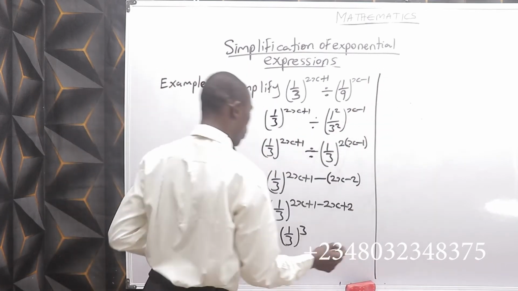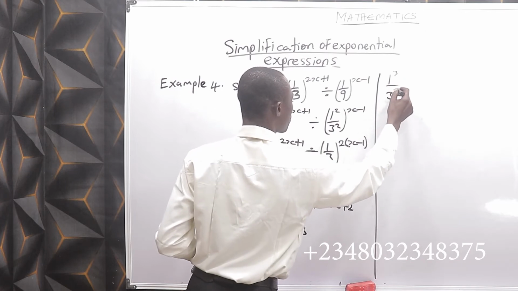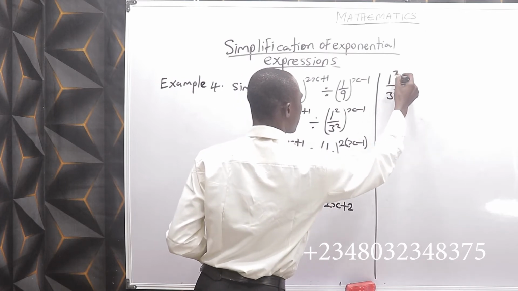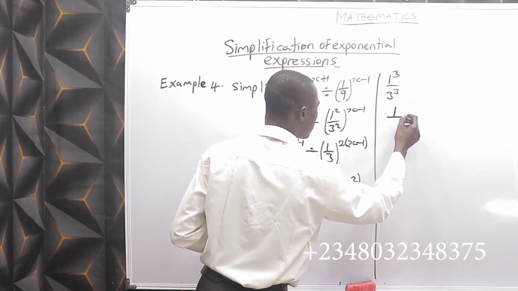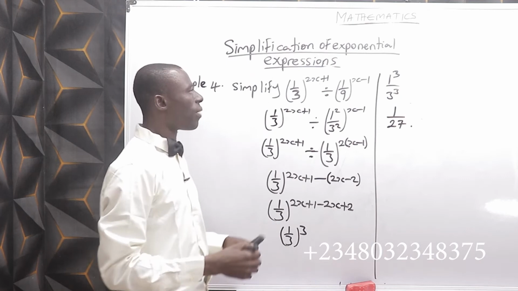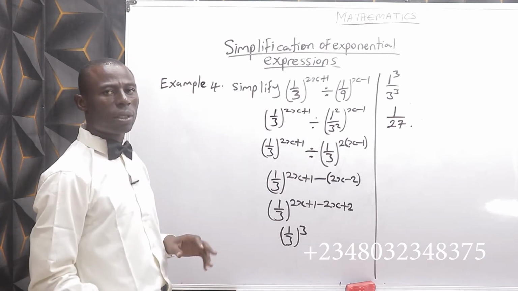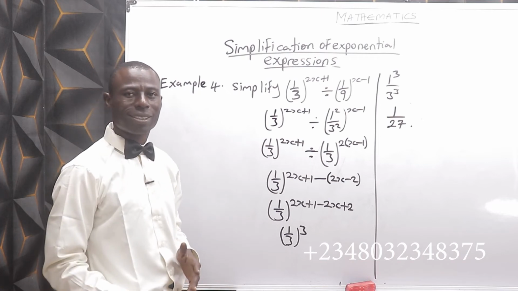Finally here, this is 1 raised to power 3 over 3 raised to power 3. 1 raised to power 3 is 1. 3 raised to power 3 is 27. 27 is the simplified form of this expression. Do we understand? Good.